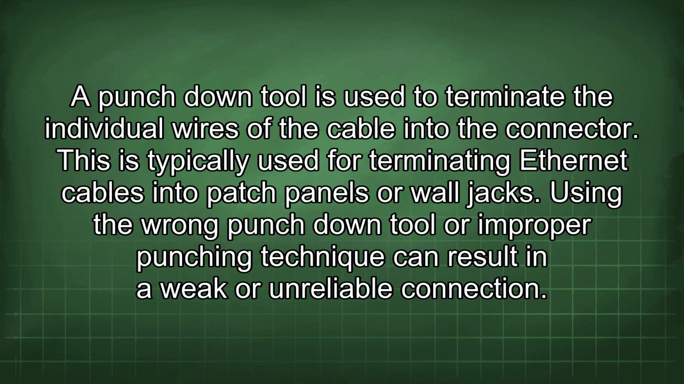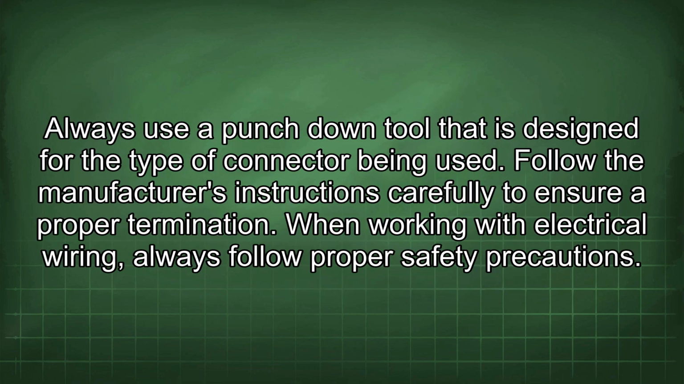A punch-down tool is used to terminate the individual wires of the cable into the connector. This is typically used for terminating Ethernet cables into patch panels or wall jacks. Using the wrong punch-down tool or improper punching technique can result in a weak or unreliable connection. Always use a punch-down tool that is designed for the type of connector being used. Follow the manufacturer's instructions carefully to ensure a proper termination.